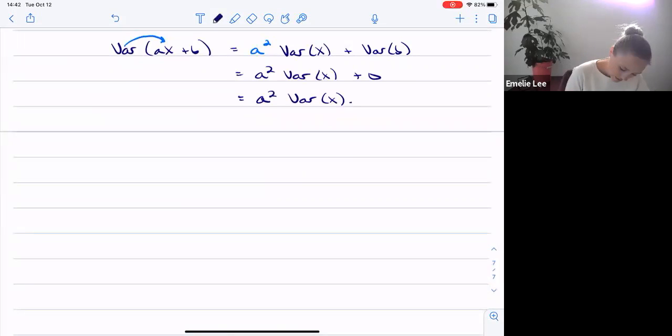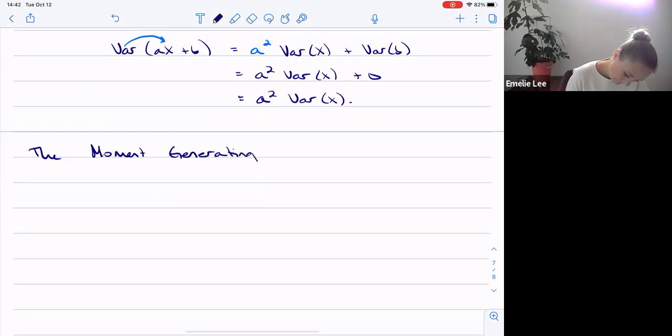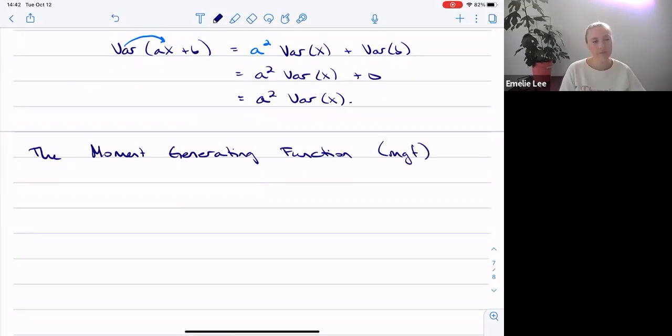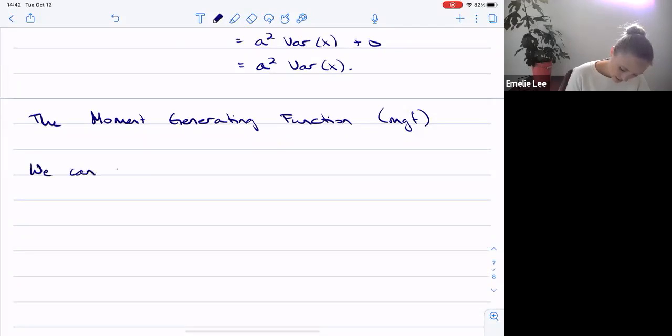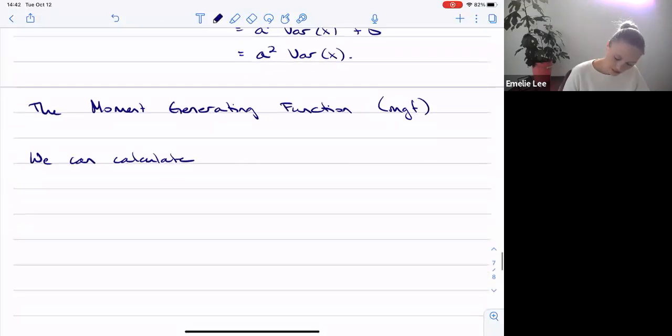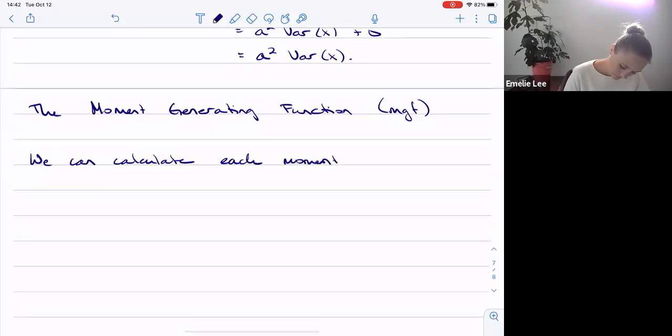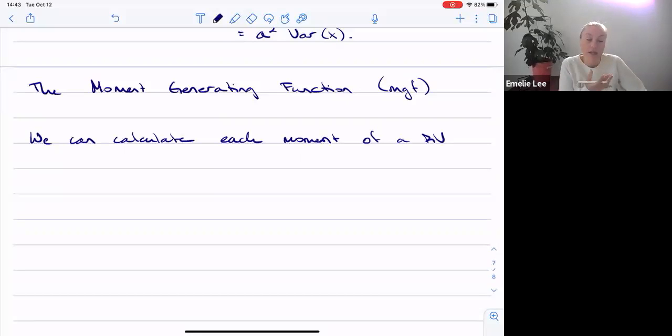The moment generating function, which is abbreviated MGF. As we've seen, we could, in theory, calculate all these different moments, right? E of x squared, E of x to the 3, E of x to the 4, E of x to the 5, whatever. So we can calculate each moment of a random variable with an appropriate sum or integral of x to the m.